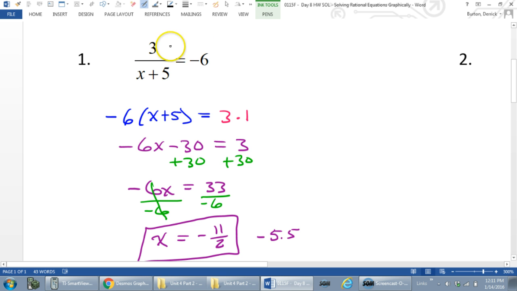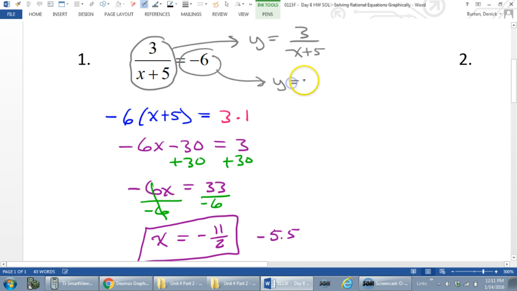when you look at this equation, you could break this up as two separate equations, like two separate functions. So I could look at this as y equals 3 over x plus 5, and I could look at this as the equation y equals -6. If I graph both of these functions and see where they meet, in other words, I'm seeing where they are equal, because these are supposed to be equal to each other, then the x value will be the solution to the equation. So that's my strategy.